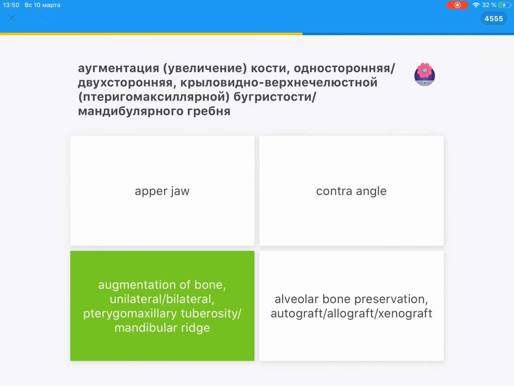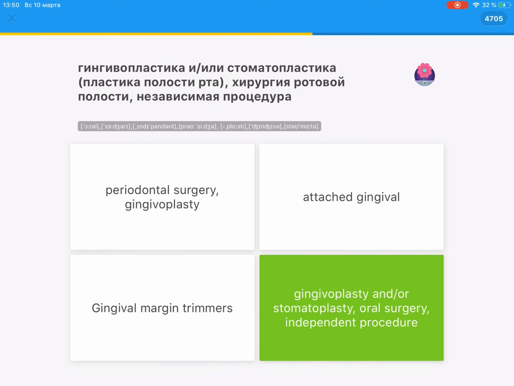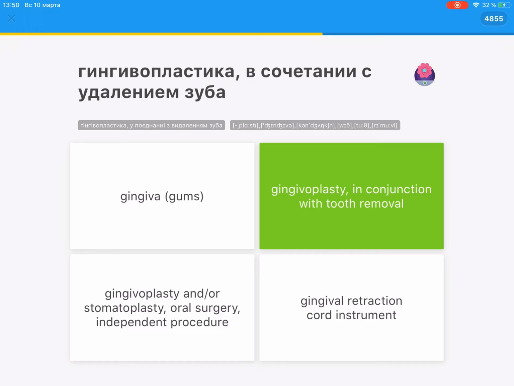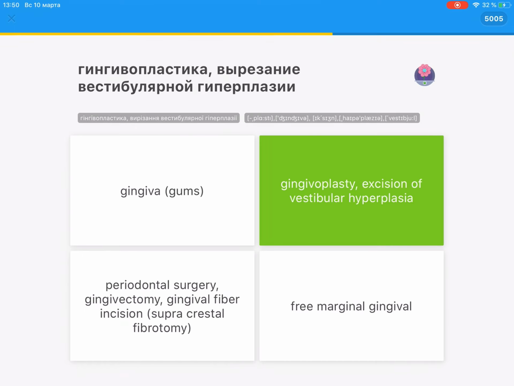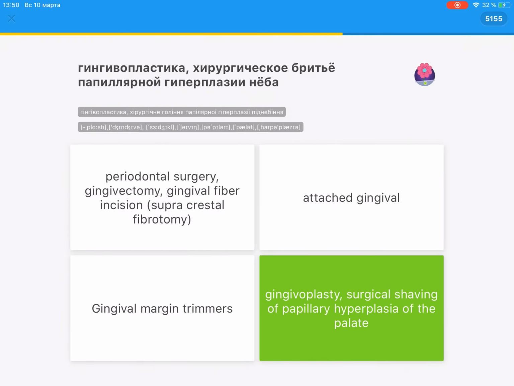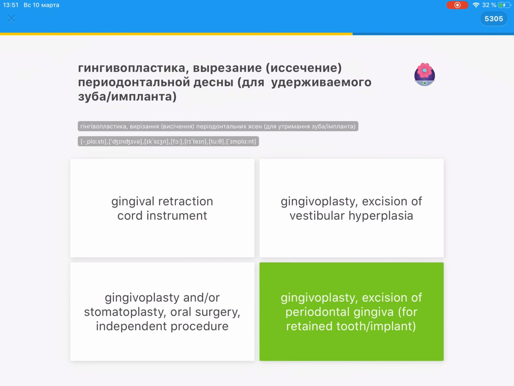Augmentation of bone, unilateral, bilateral, pterygomaxillary tuberosity, mandibular ridge. Gingivoplasty and/or stomatoplasty, oral surgery, independent procedure. Gingivoplasty in conjunction with tooth removal. Gingivoplasty, excision of vestibular hyperplasia. Gingivoplasty, surgical shaving of papillary hyperplasia of the palate. Gingivoplasty, excision of periodontal gingiva for retained tooth implant.